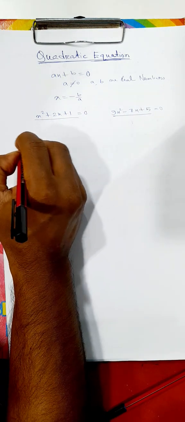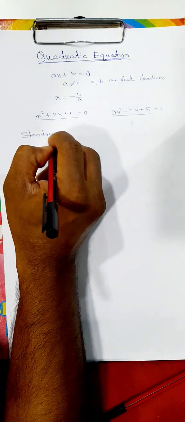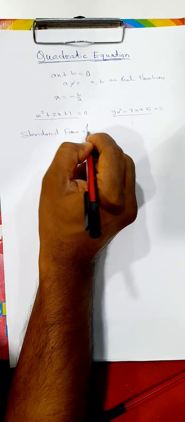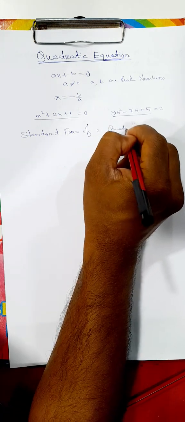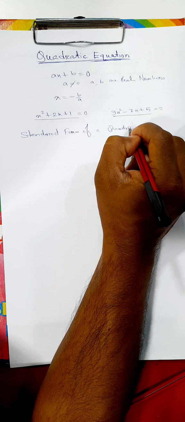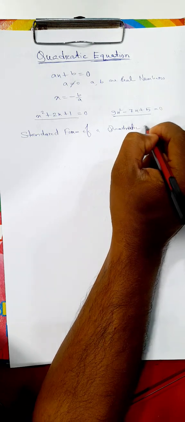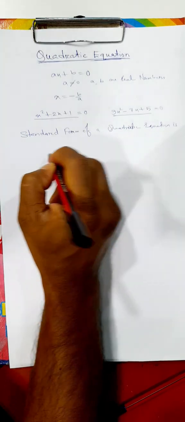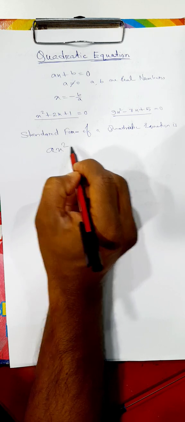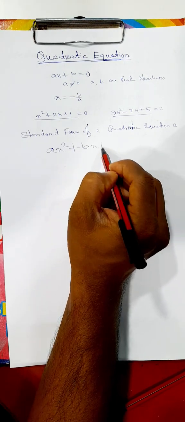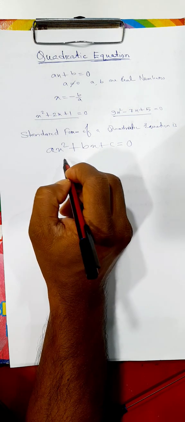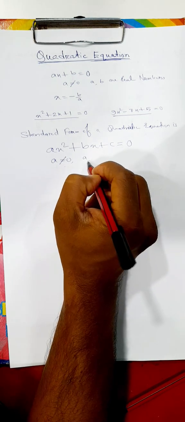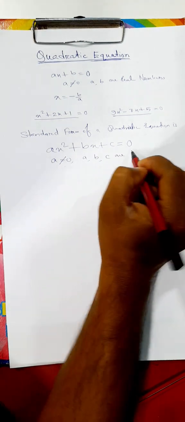Now what is the standard form of quadratic equation? Standard form of a quadratic equation is ax square plus bx plus c equal to 0. Here a not equal to 0, a, b and c are real numbers.